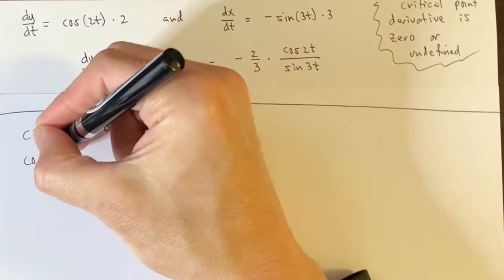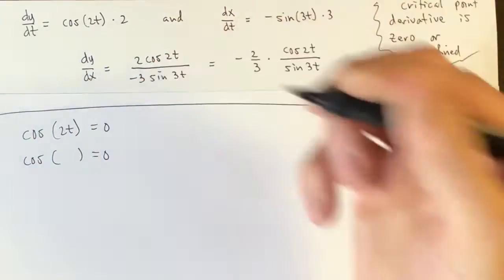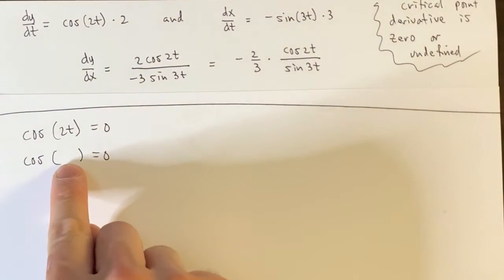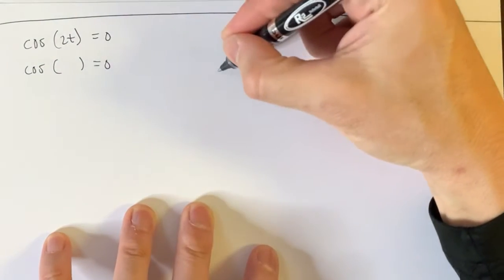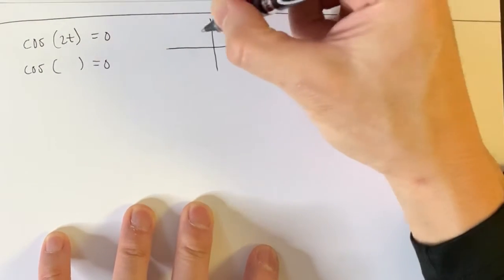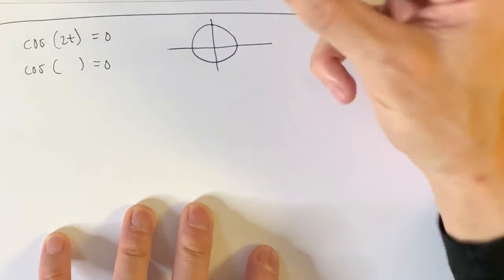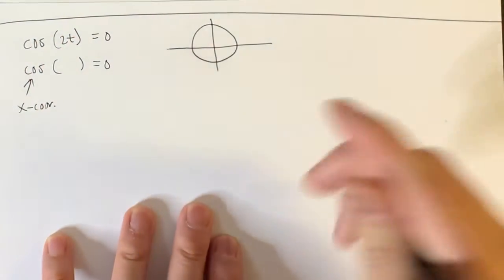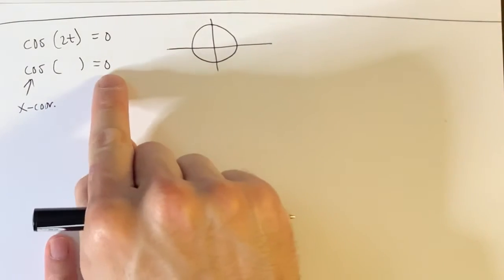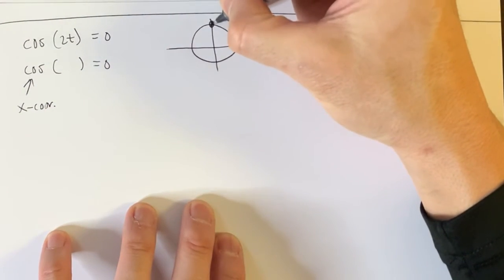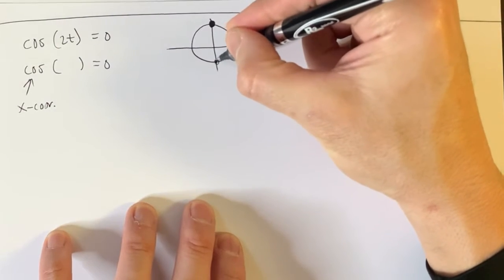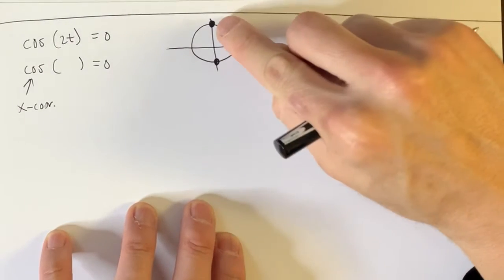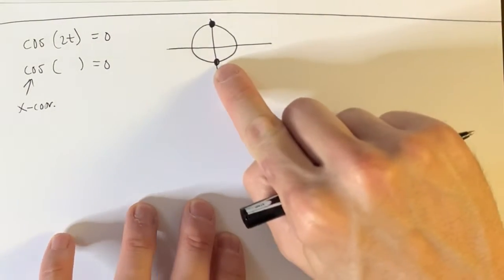I want to write this down again, but I want to leave the parentheses empty. So cosine of something is 0. I always think of the unit circle. It always helps me. Think of the unit circle like this. And remember that cosine is really just the x coordinate. So I want my x coordinates to be 0. That happens here, and that happens here, only there. Because this point has an x coordinate 0, and so does this point.